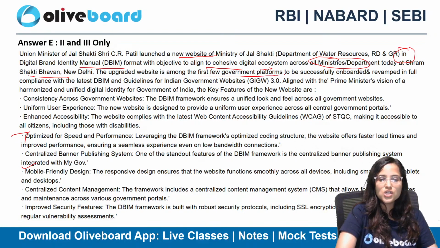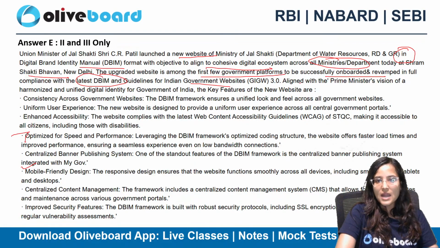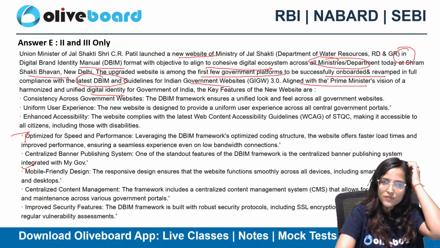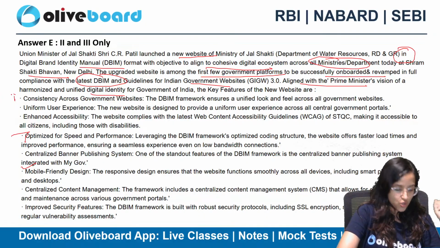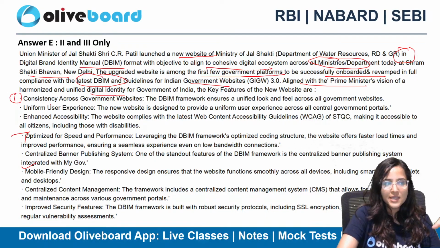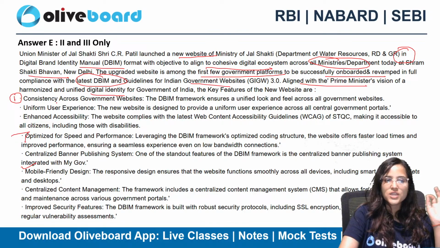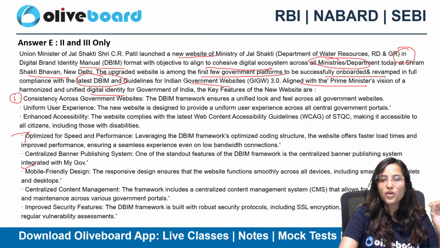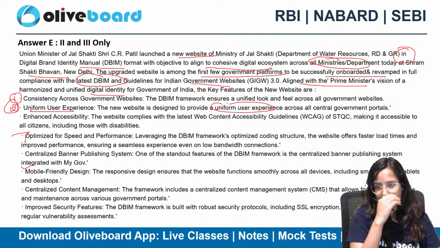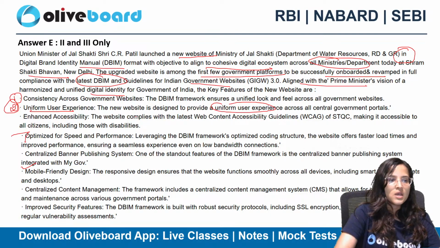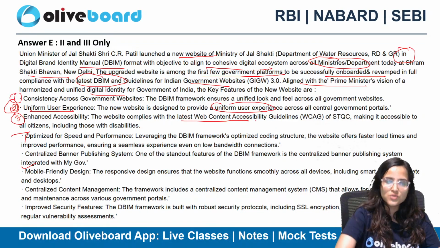The upgraded website is among the first few government platforms to be successfully onboarded and revamped in full compliance with the latest DBIM and guidelines for Indian government websites. Aligned with Prime Minister's vision of a harmonized and unified digital identity for Government of India, the key features of this new website, make sure you remember these key features, read them very carefully. Firstly, consistency across government websites. The DBIM framework ensures a unified look and feel across all government websites. Second, uniform user experience. The new website is designed to provide a uniform user experience across all the central government portals. Enhanced accessibility. Website complies with the latest web content accessibility guidelines of STQC, making it accessible to all citizens, including those with disabilities.